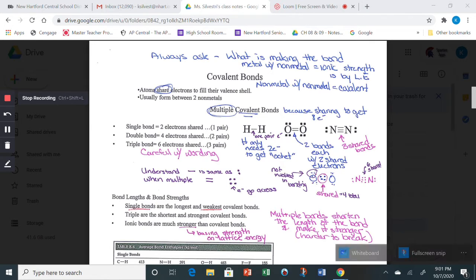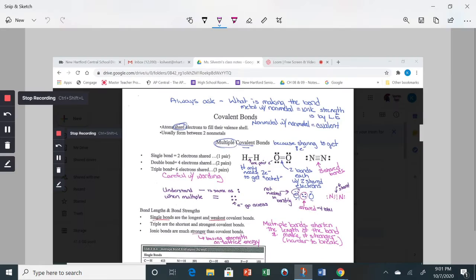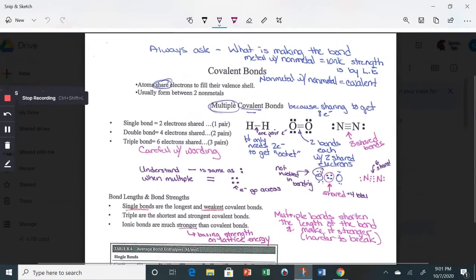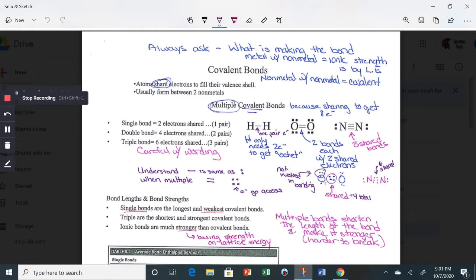I'm going to emphasize this all the time. When you are faced with any question with bonding, and it asks you the type of bond or characteristics of the bond, the first thing you have to do is the thing that's on the top of this paper. You always have to ask, what is making the bond?